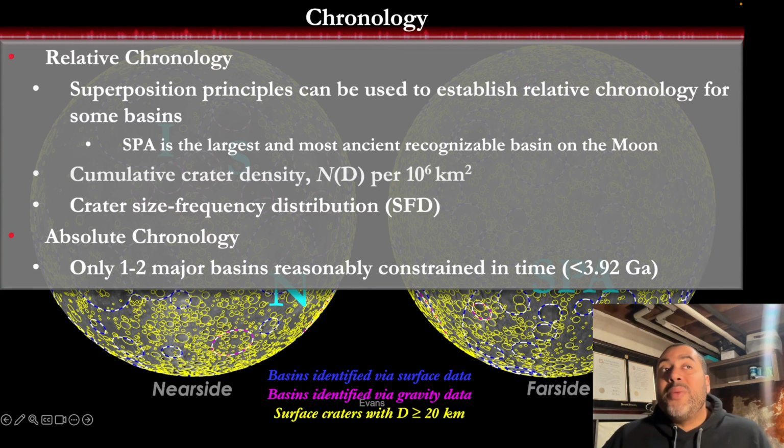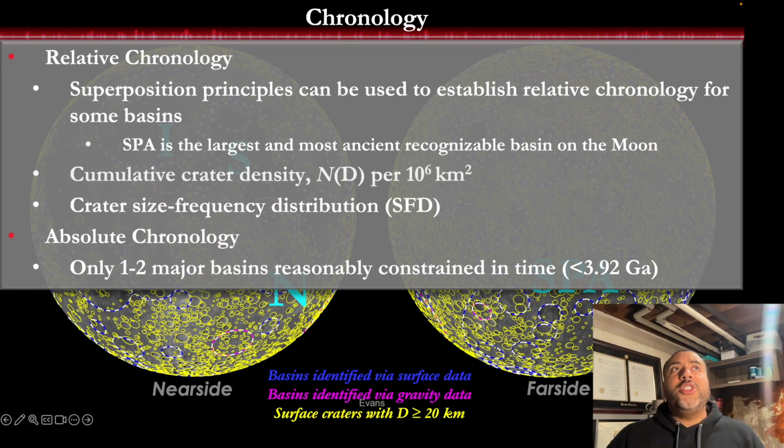So for the moon, we believe we've only really constrained with absolute chronology 1 to 2 major basins. That's Oriental impact basin, which we think is the youngest impact basin on the moon, and that of Imbrium. And we believe these basins are less than 3.92 billion years old.